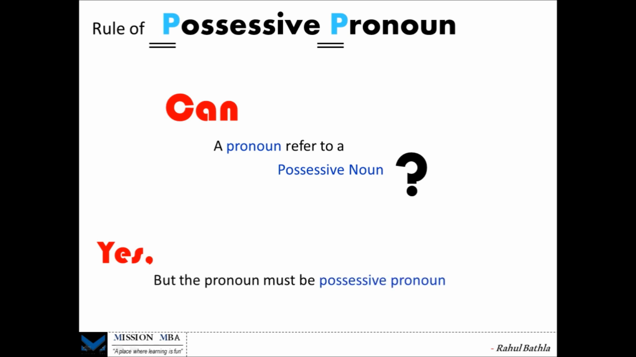But there is just one rule. And the rule says that the pronoun must be a possessive pronoun, but not an object pronoun. Now, what is possessive pronoun and what is object pronoun? Let us go ahead and understand with an example.